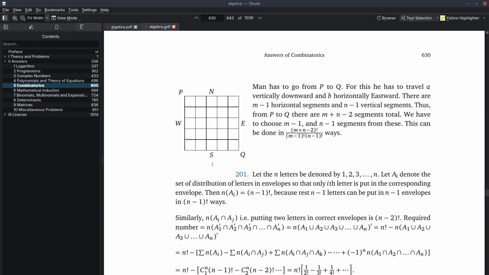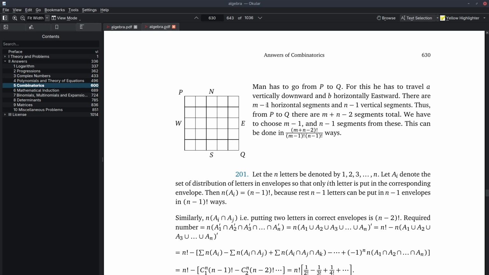So we have north, south, west, east, and P is here, Q is here. So this is northwest and this is southeast. So the man has to go from P to Q. For this, he has to travel A vertically downward and B horizontally eastward. So you have to come down A and go B.